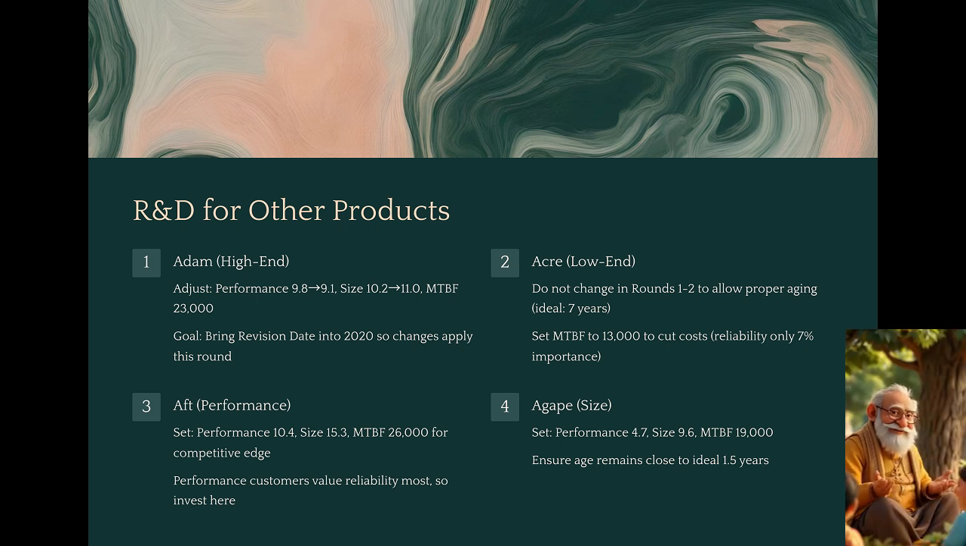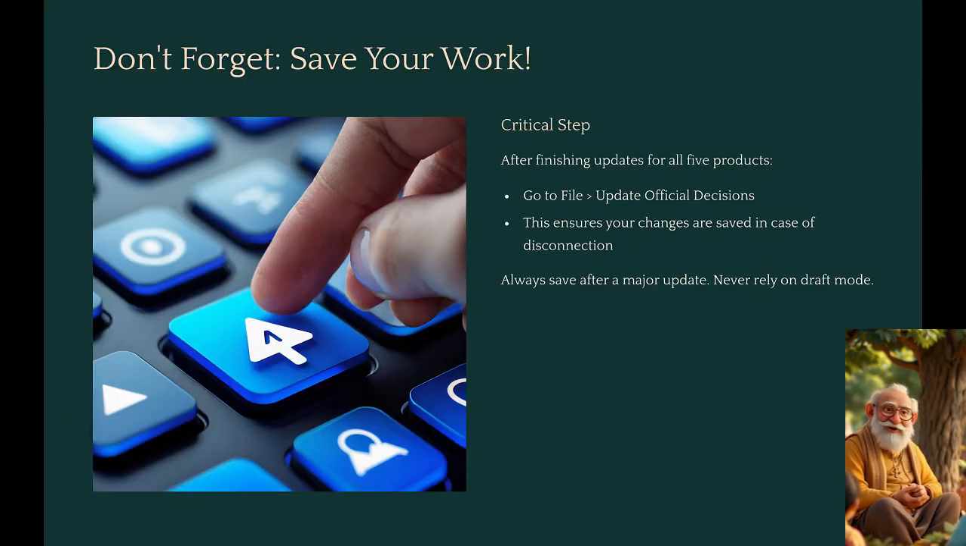Don't forget, save your work. After finishing updates for all 5 products, go to File, Update Official Decisions. This ensures your changes are saved in case of disconnection or timeout. Light bulb: always save after a major update. Never rely on draft mode.